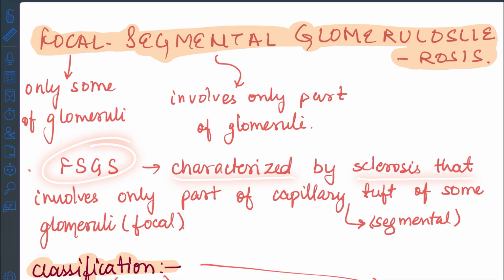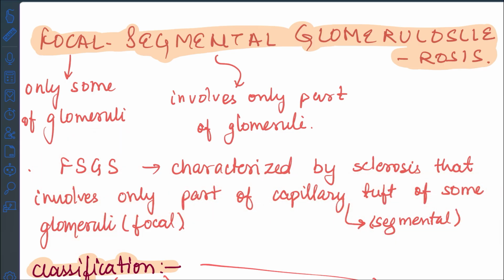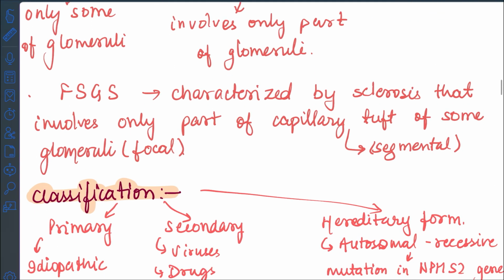So going with the term, FSGS is characterized by sclerosis that involves only part of the capillary tuft of some of the glomeruli. As we can see, only part of the capillary tuft is involved, justifying the term segmental, and some of the glomeruli are involved, justifying the term focal.